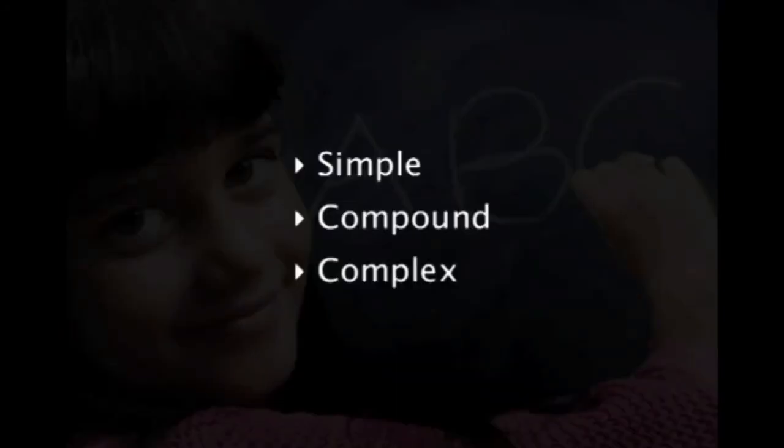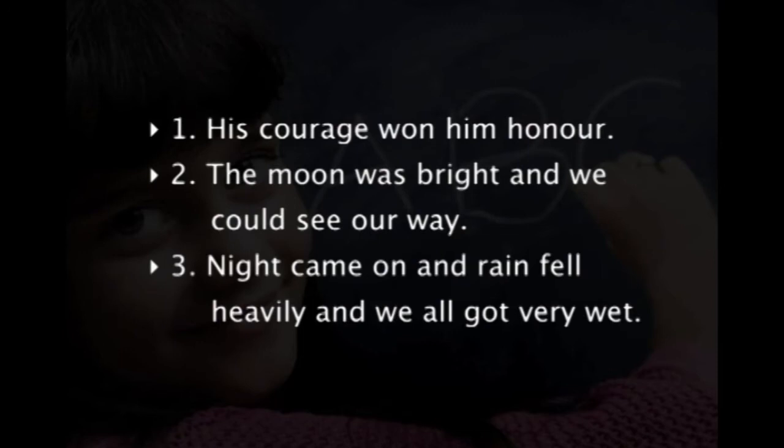Now, in transformation of sentences, we have three types: simple, compound and complex. Let us examine the following sentences first. Sentence 1, "His courage won him honor." Sentence 2, "The moon was bright and we could see our way." Sentence 3, "Night came on and rain fell heavily and we all got very wet."